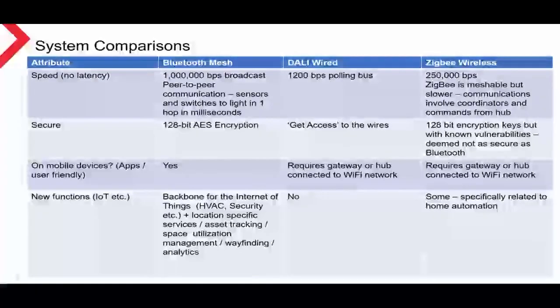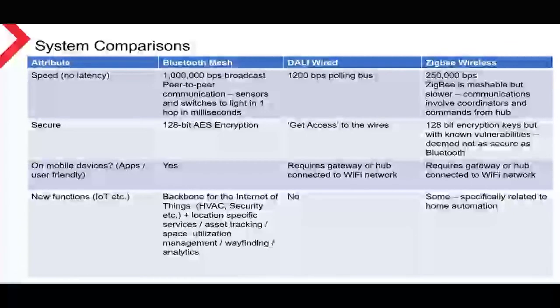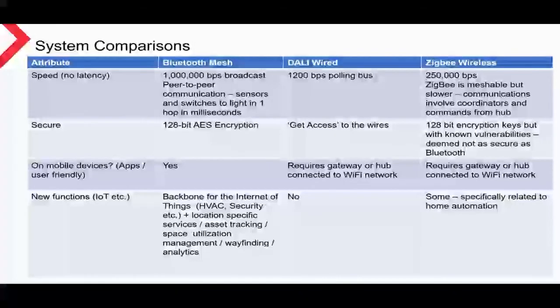This DALI controller must poll each device sequentially to ask if it has anything to say, then sends out a consequent command to each relevant device in turn. With Bluetooth, each light point hears input directly from a sensor and switches and makes an independent decision about its reaction. With Zigbee, this is true, but to a lesser extent, as groups of nodes are coordinated, but commands must still come from a central hub.